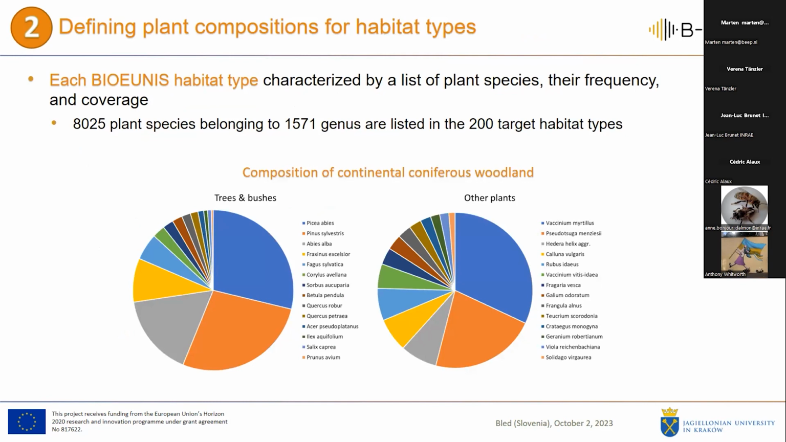And for each of these bio-unis habitat types, we characterize it by a list of plant species, their frequency and coverage. In total, it included more than 8,000 plant species. And of course, this was before excluding those which are not important for bees. So don't worry, we didn't end up with 8,000 species for modeling. But here you have an example. This is for continental coniferous woodland. Separately, the composition for trees and bushes and other plants, so herbaceous plants. And for each of these bio-unis habitat types, we could create such nice graphs.